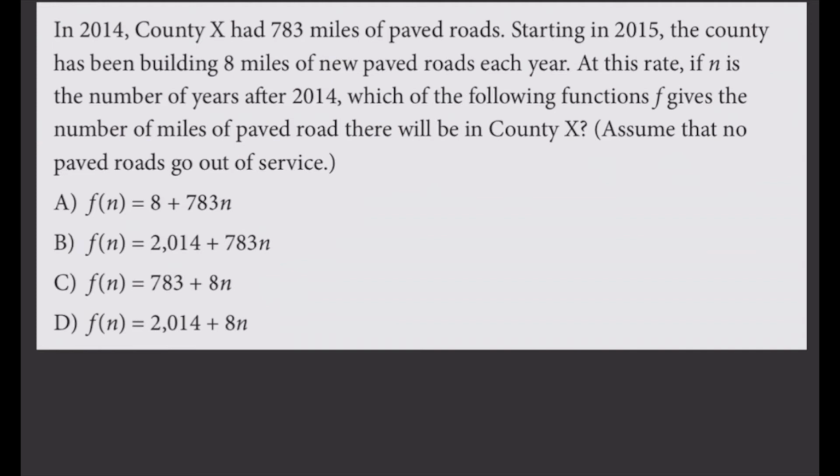A. f(n) equals 8 plus 783n. B. f(n) equals 2014 plus 783n. C. f(n) equals 783 plus 8n. Or D. f(n) equals 2014 plus 8n. So, we already answered this question in the last question, as it asks you to create a function that describes the context. The answer is C. f(n) equals 783 plus 8n.